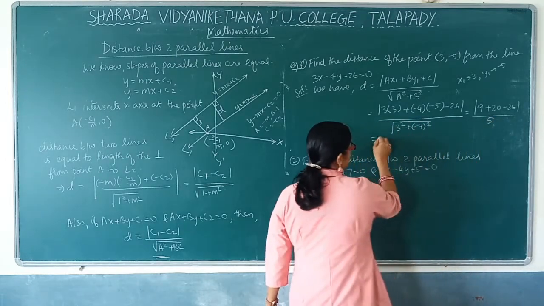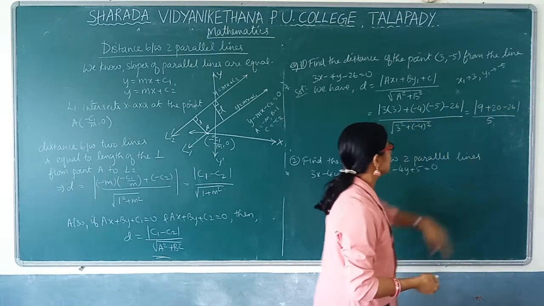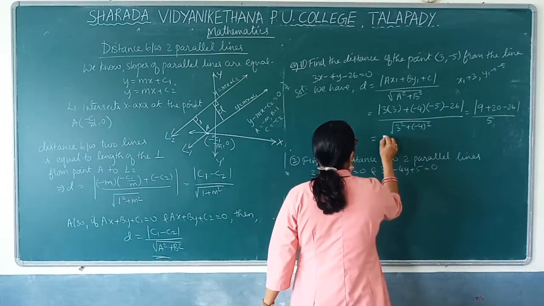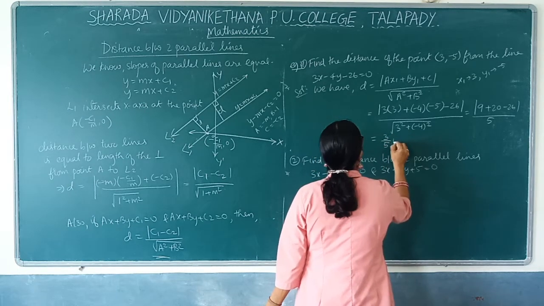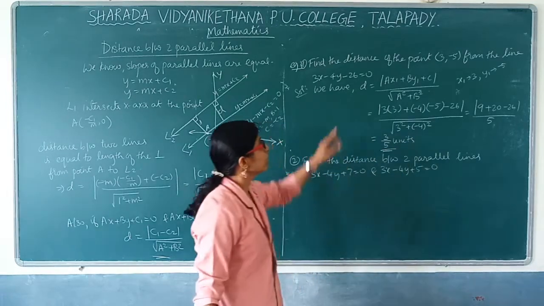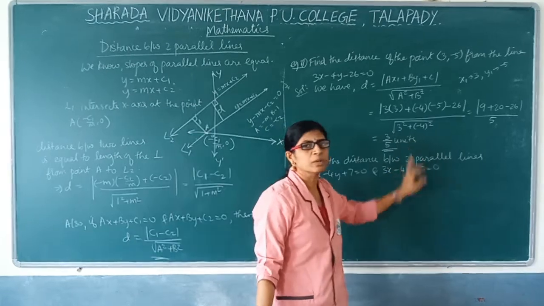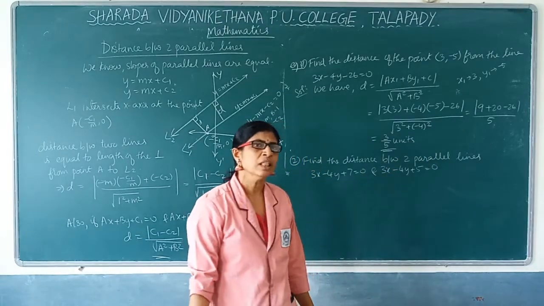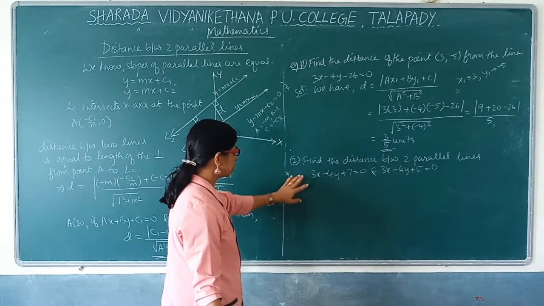So just to calculate, what do we get? 20 minus 26 is minus 6, and 9 minus 6 is nothing but 3. We are getting a positive value only, so nothing to worry. 3 by 5 units is the distance between that point and the line. Always mention the unit here because distance is a measurable physical quantity. Don't just write 3 by 5 and stop. That is not the conclusion.